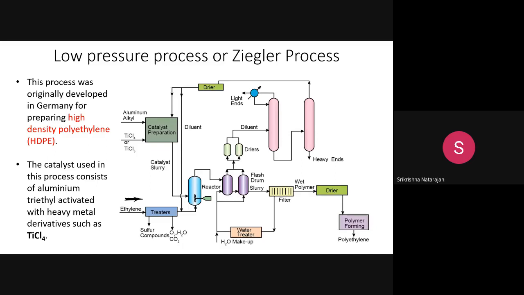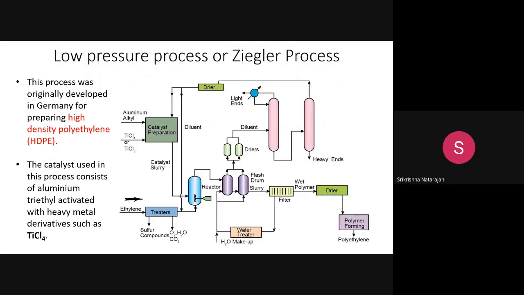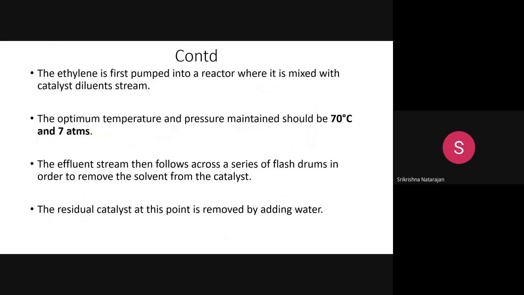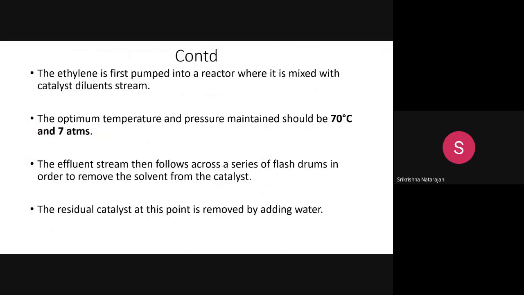There are some steps involved which are mostly similar for many processes. First you pump the ethylene into the reactor, and then it mixes with the catalyst diluent stream. See here, through this channel you are introducing the catalyst. You prepare the catalyst and then you introduce it. That will reach here. This is the reactor, and in another way you are introducing the ethylene. So both will mix with each other. You do this at a lower pressure. So you can understand it is a low pressure process, but the polymer produced is of high density. That is the difference. It is contradictory.